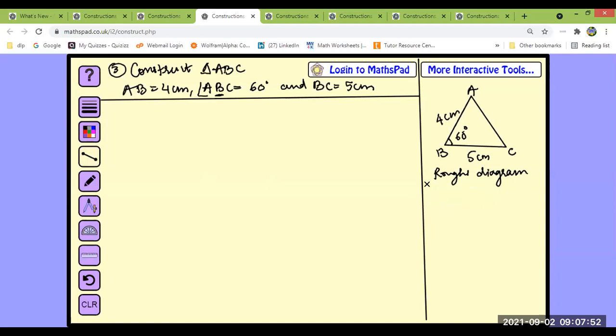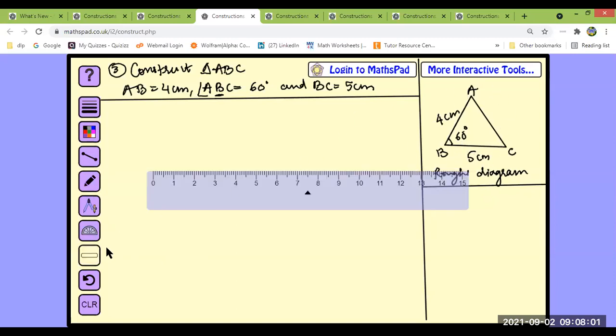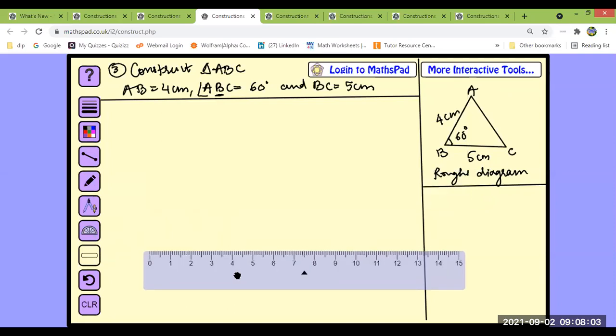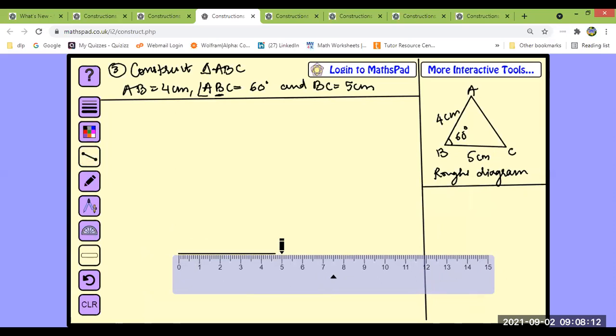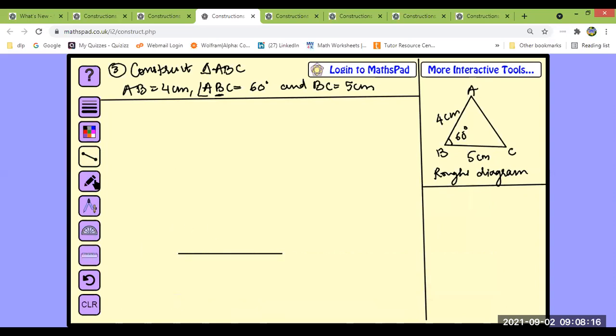So we need to mention that this is rough diagram. Okay, now let's do the construction. So what will be the first step? We need to draw the base. So using the rough diagram, we are going to do the construction now. So start with the base, that is 5 centimeters. So here I'm placing the ruler, and you have to draw 5 centimeters line. So here this is 5 centimeters. Okay, and label it. As soon as you draw it, label it. So point B, this is point C, and this is 5 centimeters.